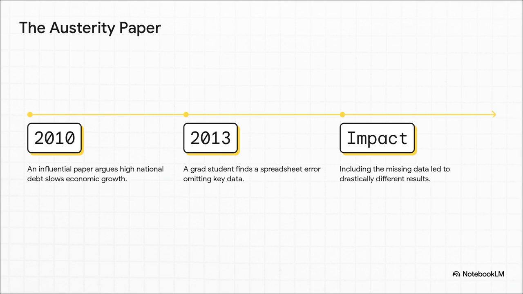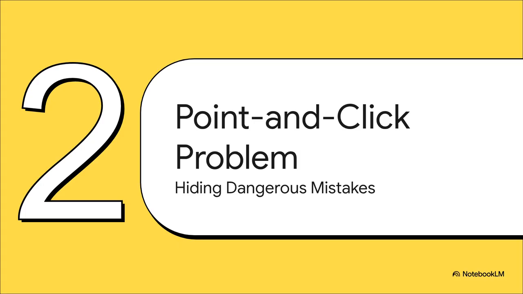He dug and found a simple spreadsheet error. They'd accidentally left 5 countries out of a key calculation. And when you put that data back in, well, the conclusion wasn't nearly so dramatic. An entire global economic philosophy influenced by one little mistake. Wow.